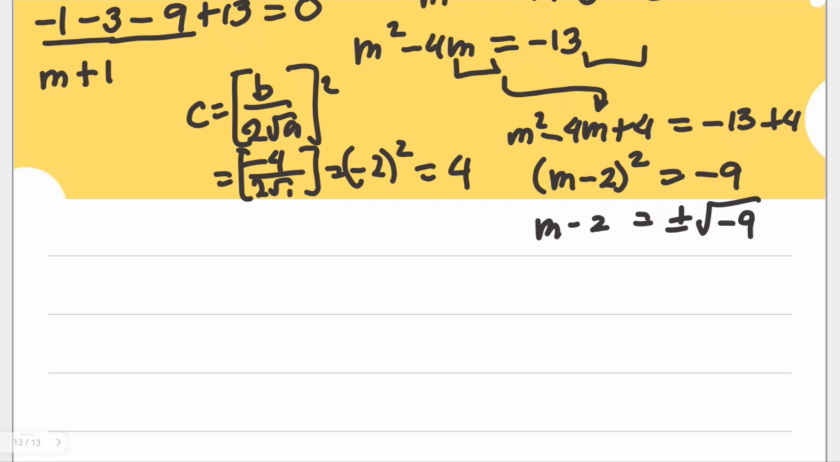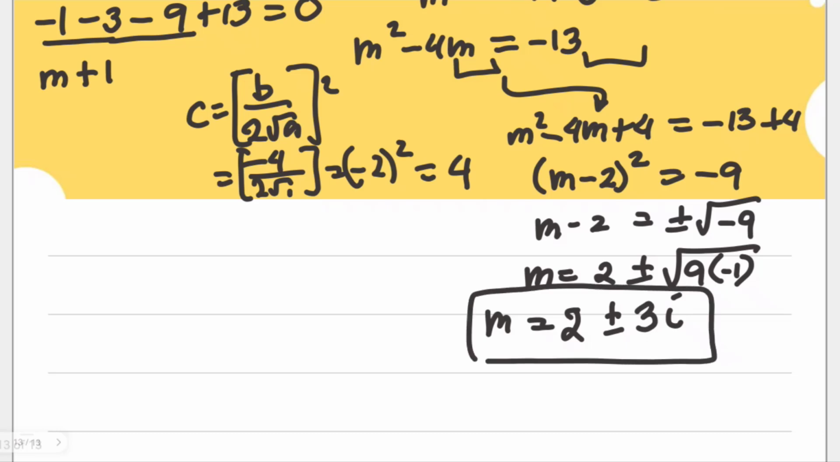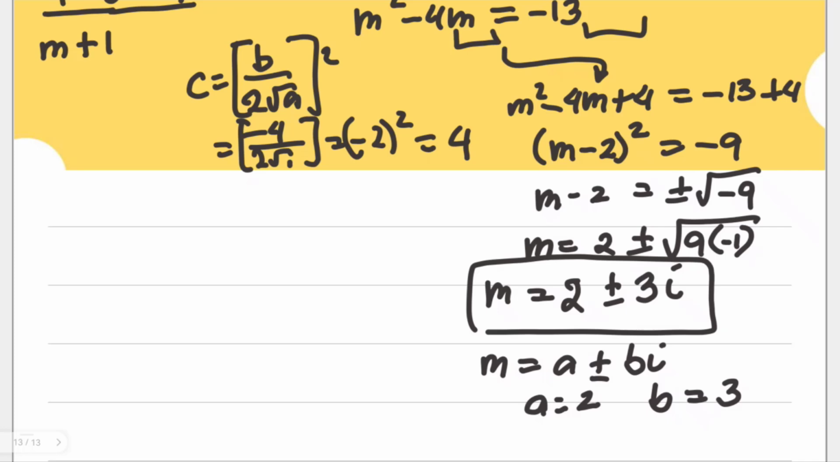To complete this, you will have m is equal to 2 plus minus the square root of 9 times negative 1. So you have m is equal to 2 plus minus 3i, where i is the square root of negative 1. This is your set of imaginary roots, where in this manner, you will have a plus minus bi, where your a is 2 and your b is 3. We need this because the general solution of homogeneous differential equations in higher order, with imaginary roots, is actually in this form.